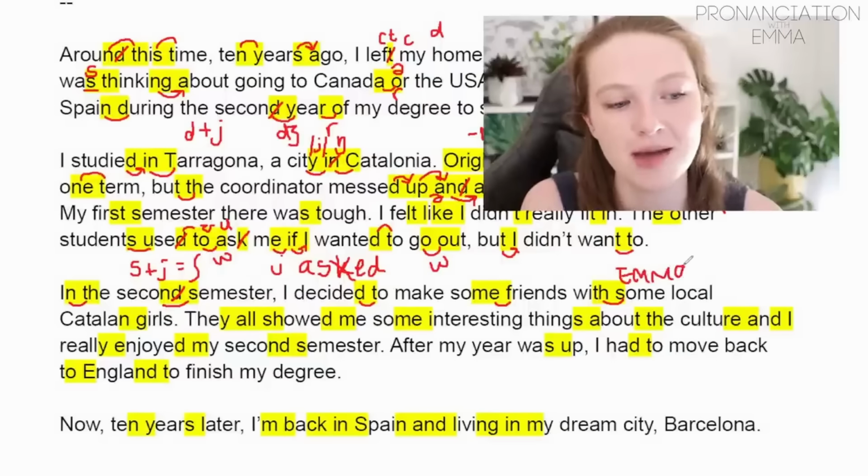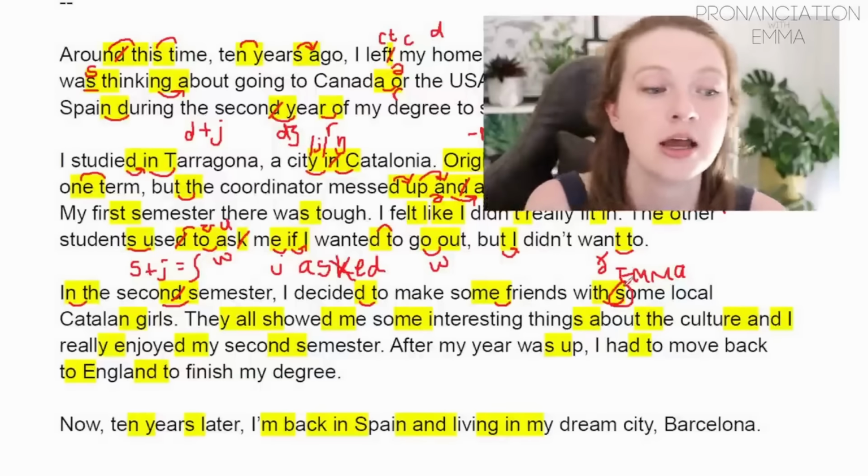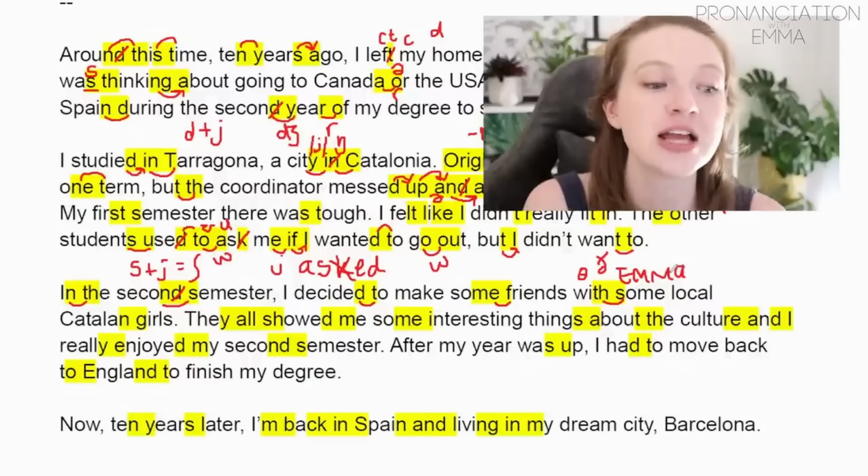With some. So this here, this with, it actually has two different ways to pronounce it depending on the sound that comes after. So if the next word starts with a voiced sound, like if I say I went to the shop with Emma, then this here would be with the voiced th, because Emma starts with a voiced sound, with a vowel. All vowels in English are voiced. This here is a voiceless sound. There's no vibration, no voicing. So we can actually change this to a th sound. With some. Some friends with some local Catalan girls.